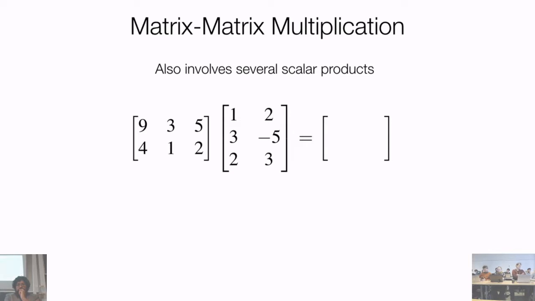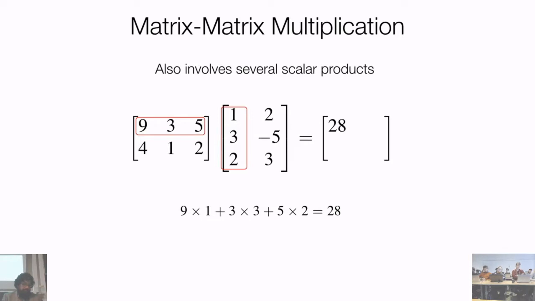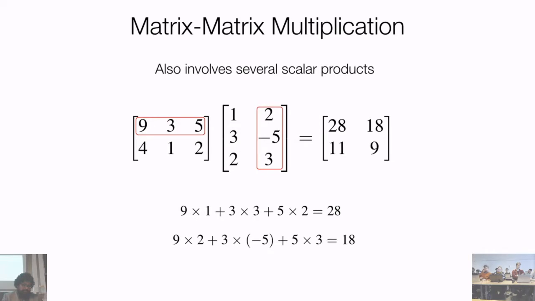Next, let's consider matrix-matrix multiplication. This also involves several scalar products. Let's start with an example. Here, we first take the first row of the matrix on the left and the first column of the matrix on the right, and we take their scalar product, which equals 28, and that gives us the first component of our resulting matrix. We then do the same thing with the second column of the matrix on the right, and that gives us the top right entry of our resulting matrix. If we then continue this process, we get the full result.